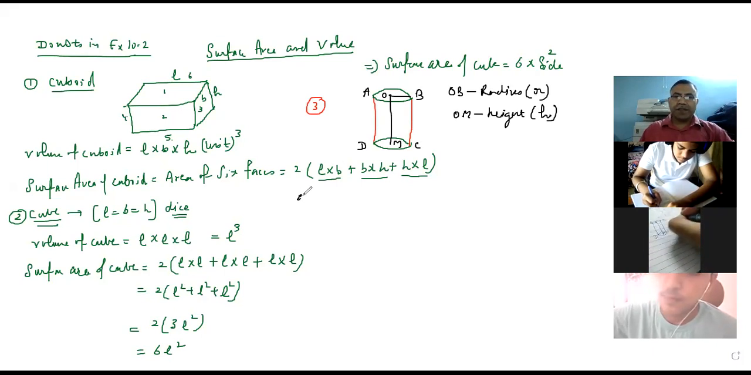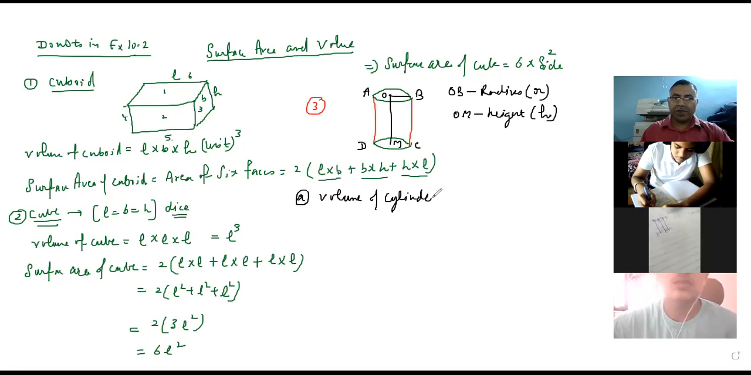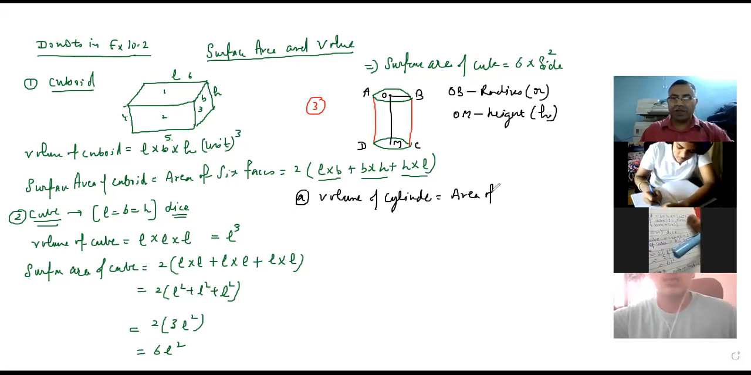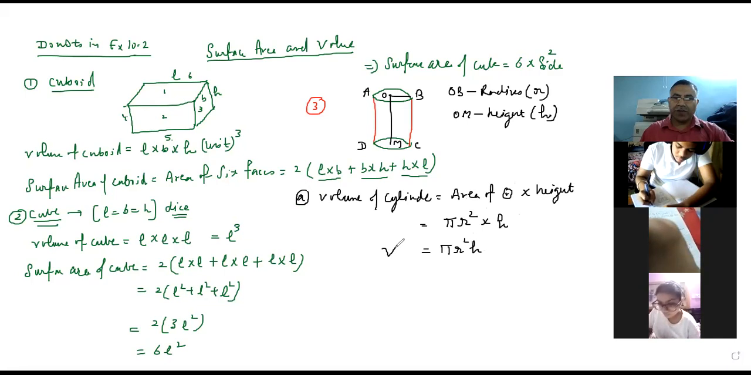So in cylinder, the first thing is volume. Volume of cylinder is equal to area of circle multiplied by height. We know that area of the circle is pi r square and height is h. So this is pi r square h. This is the volume of cylinder.